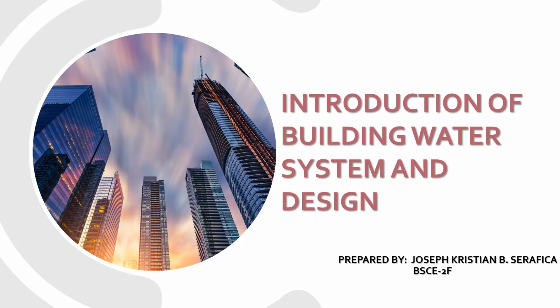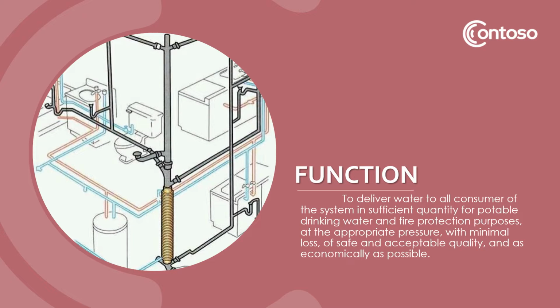From BSCE2F, and in today's report we are going to tackle the introduction of building water system and design. Defining and giving the function of this topic is to deliver water to all consumers of the system in sufficient quantity for potable drinking water and fire protection purposes at the appropriate pressure with minimal loss of safe and acceptable quality and as economically as possible. And after that, we will classify the basics of building water system and design.